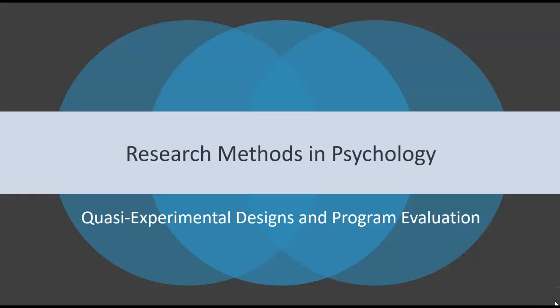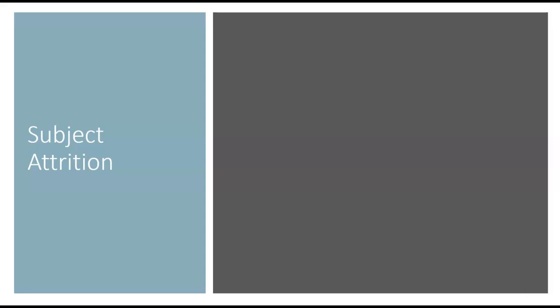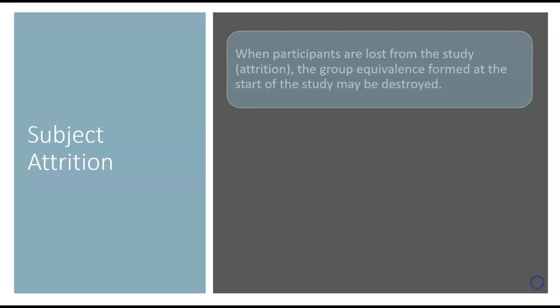This video is part 2 of Chapter 10, Quasi-Experimental Designs and Program Evaluation. We're going to continue to talk about some of the issues that are related to threats to internal validity. The next one is called subject attrition.